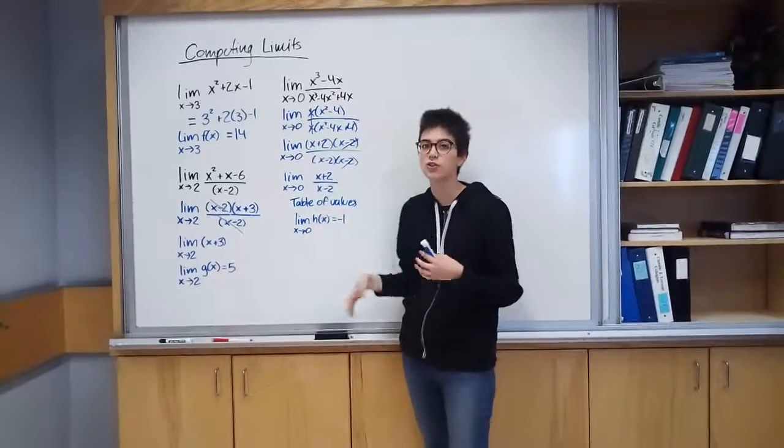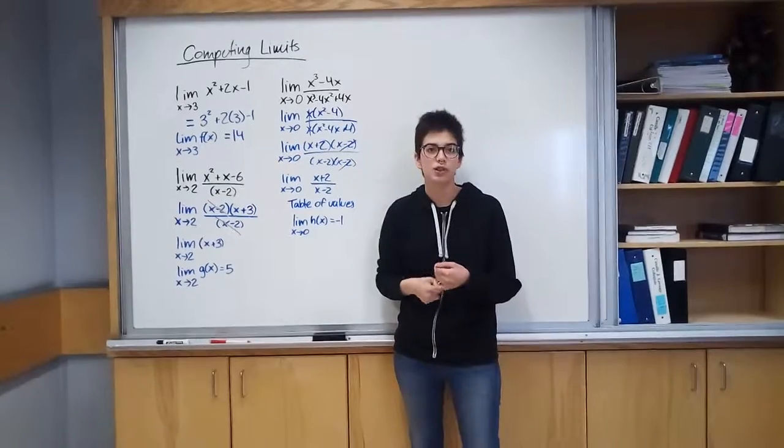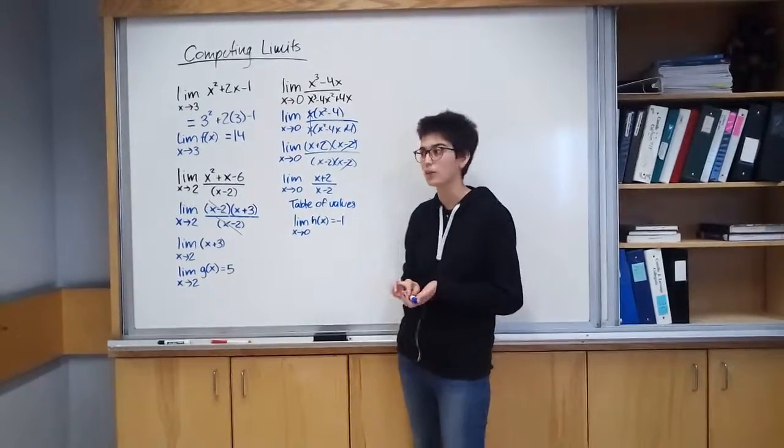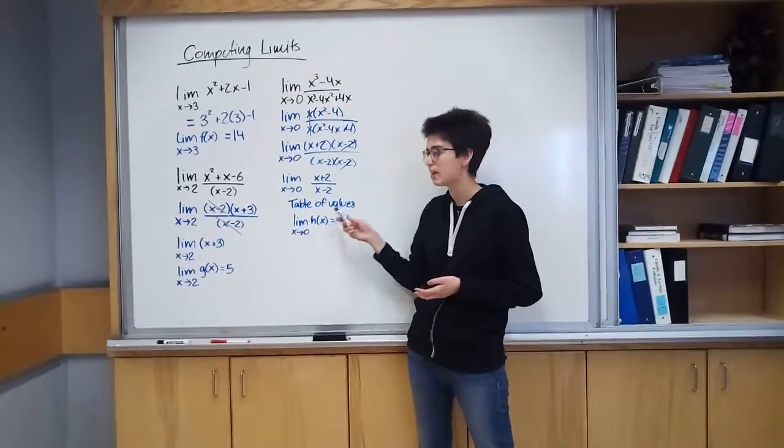Usually you'd be able to just plug in a 0 and figure out what that value is, but in order to show you concepts that are more complex, I'm going to show you how to do this in the table of values so that you can find that the limit of h of x is actually -1.